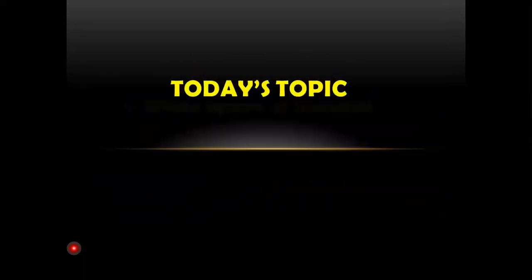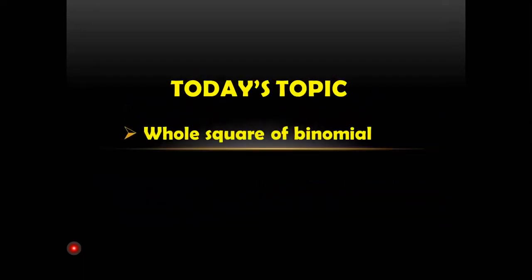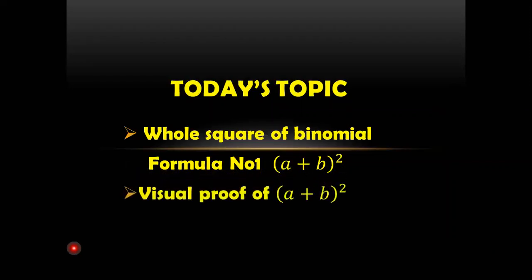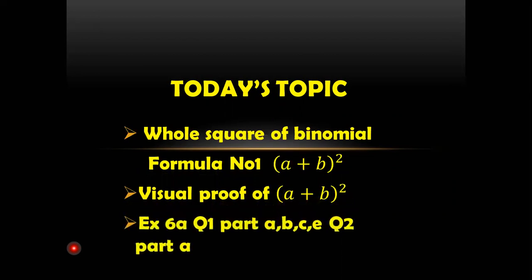My dear students, today's topic is the first formula, the whole square of binomial, the sum formula, the sum of the terms in a binomial, which is called a plus b whole square, formula number 1, algebraic formula number 1, or identity number 1. And I will show you the visual proof of a plus b whole square, and then afterwards we will solve a few questions from the exercise, inshallah.